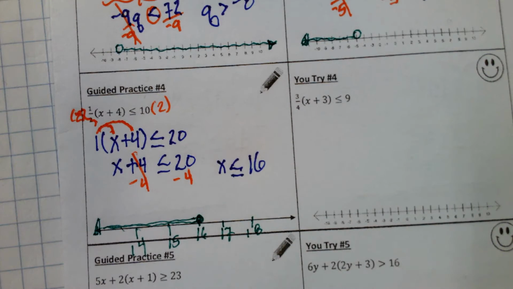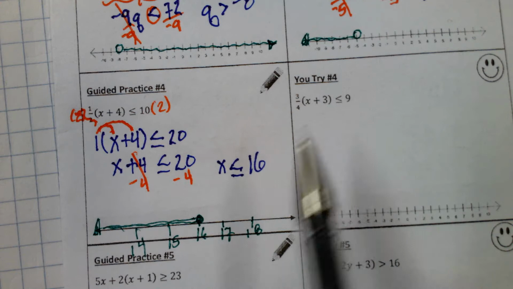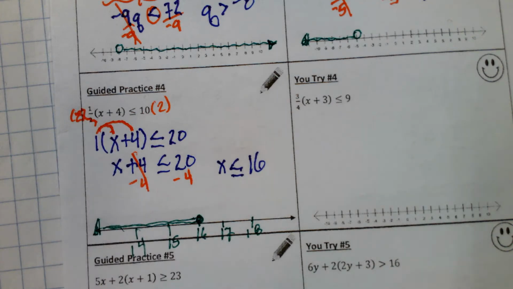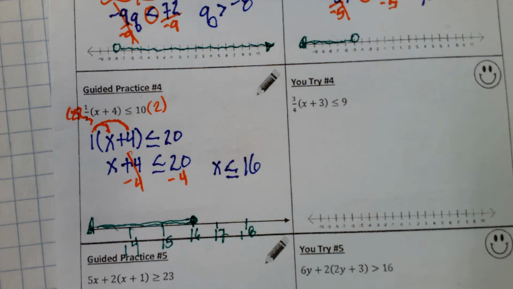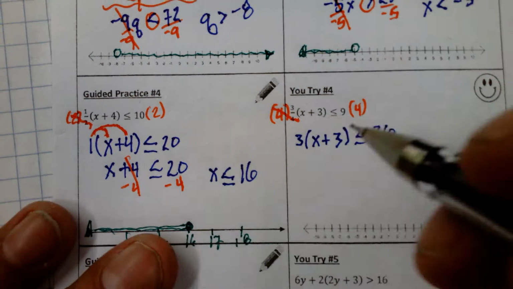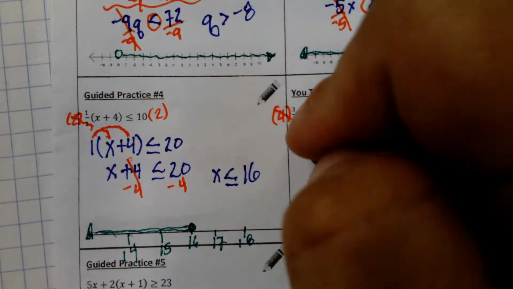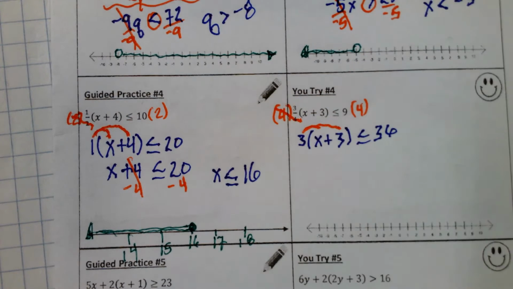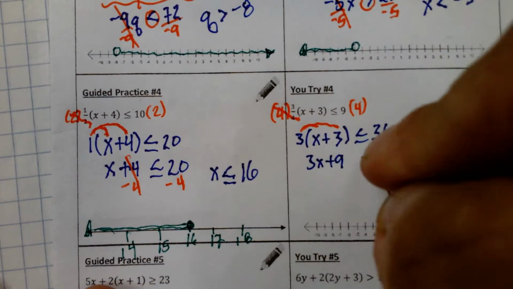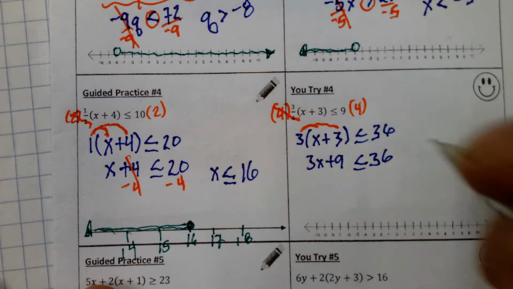But notice what we did. Multiply both sides by whatever the denominator number is to cancel that. Then distribute whatever the numerator is. Okay? So try on number 4. So distribute 3 to both of these. So we get 3x plus 9 less than or equal to 36.